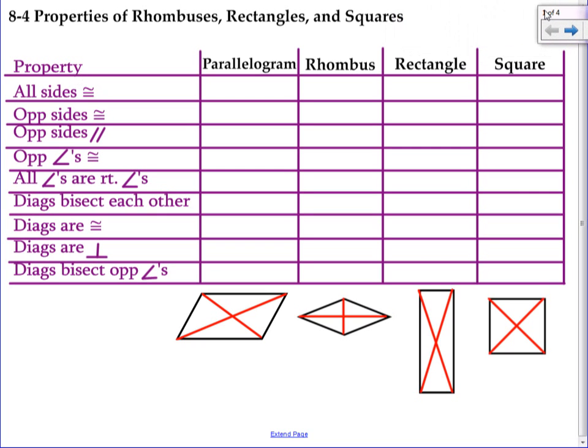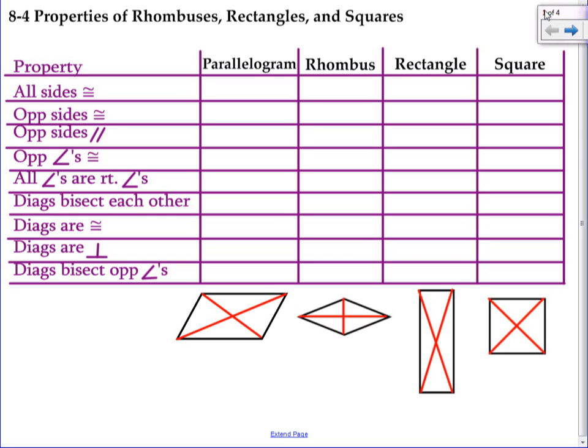All right, so we're going to start talking about all the different kinds of quadrilaterals that there are, but we're going to focus on the ones that are considered parallelograms. The definition of a parallelogram is that the opposite sides are parallel, and all of these shapes today have opposite sides that are parallel. But some of them have different names that are more specific.